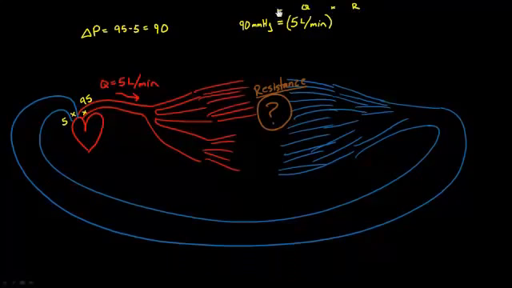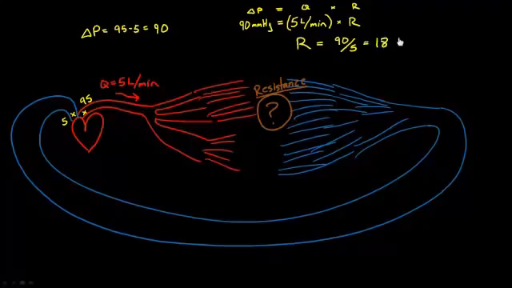And I've got delta P here. And my resistance is the unknown, so I'll just leave that as R. So let's just solve for R. I'll move my flow to the other side. So R equals 90 divided by 5, which is 18. And the units are a little funky, but I'll just write them out anyway. Millimeters of mercury times minutes divided by liters.